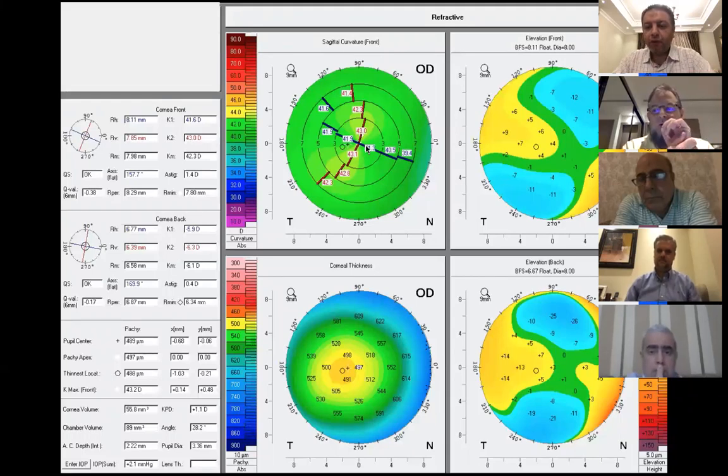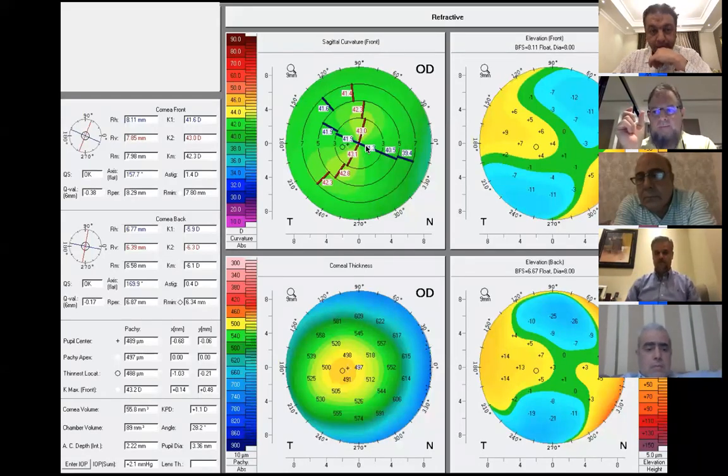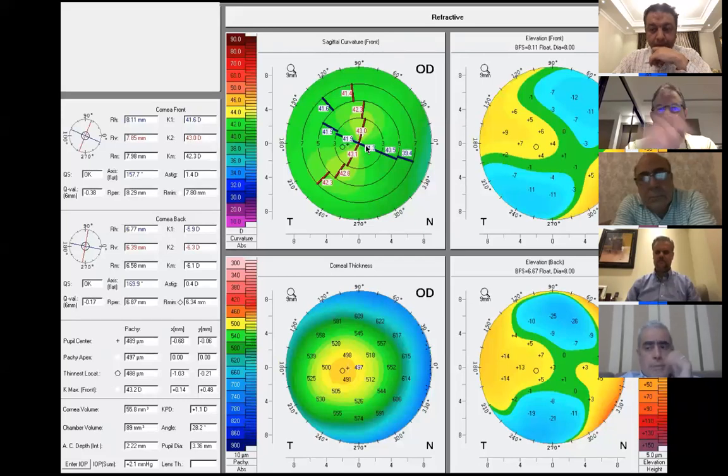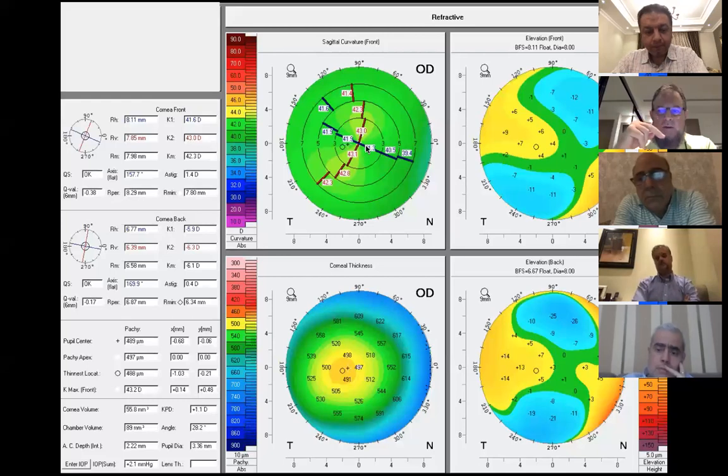Okay, now for all of you, let me answer this question. Actually, I consider the spherical equivalent, and apply the spherical equivalent on K mean, the Km. Now, if the difference between K max and Km is more than 1 diopter, we have to consider K max.